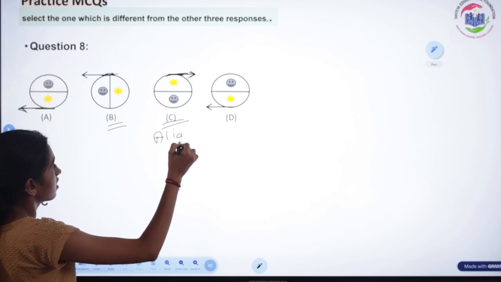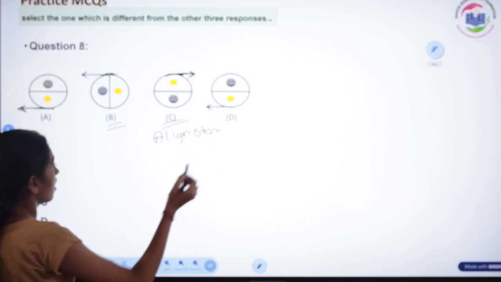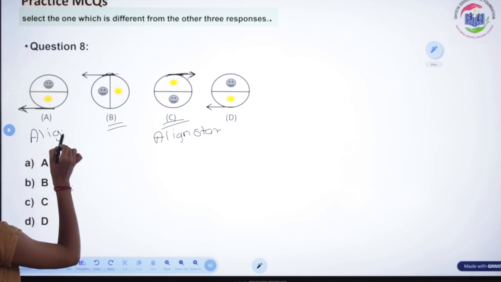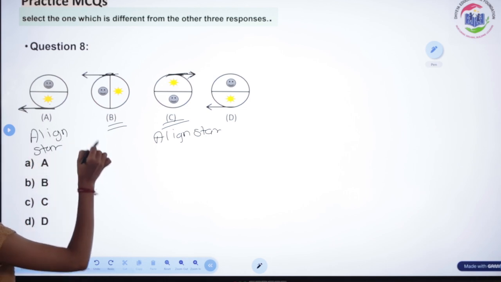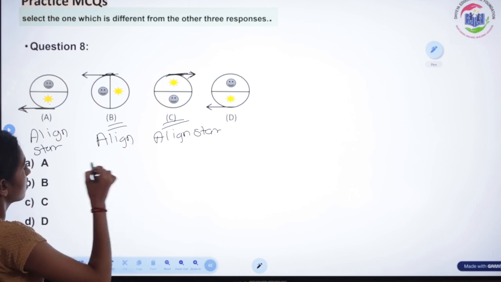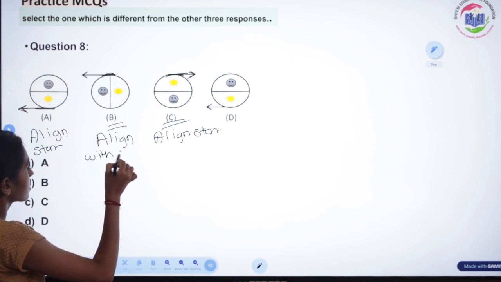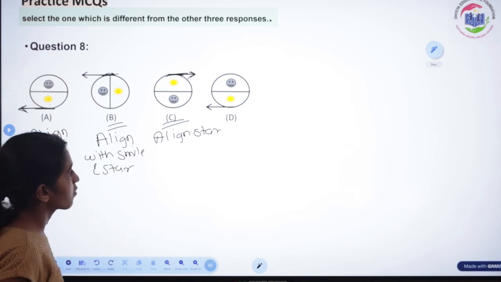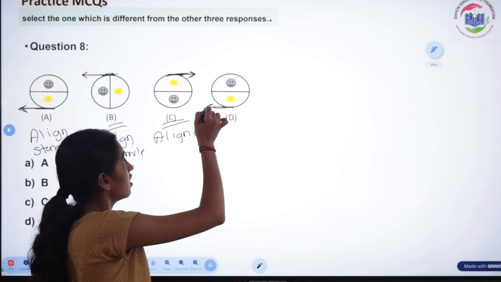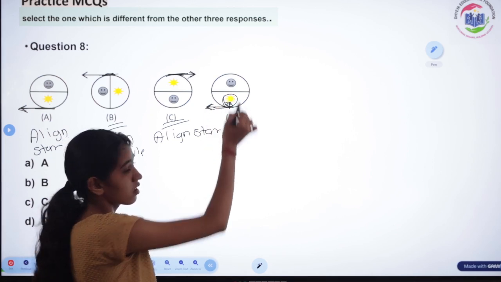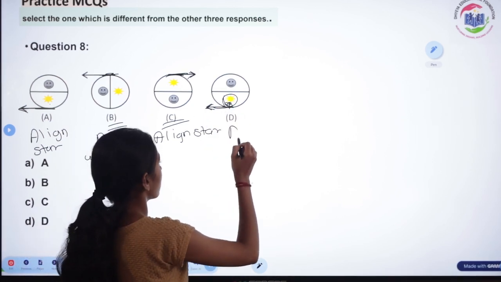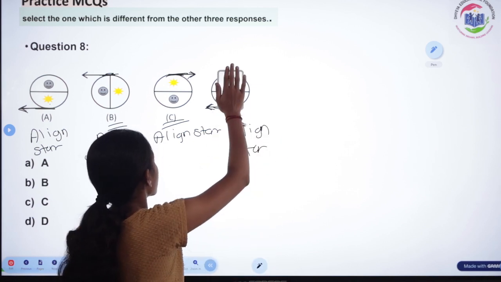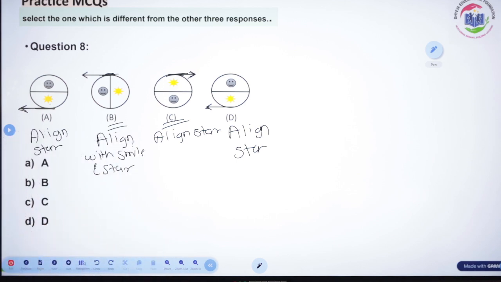Aligned with the star. We are talking about the arrow. Here also aligned with the star. It is aligned with the smile and star. If you talk about option D, it is aligned with the star again. It is also aligned with the star. Then which do you think is the odd one out?